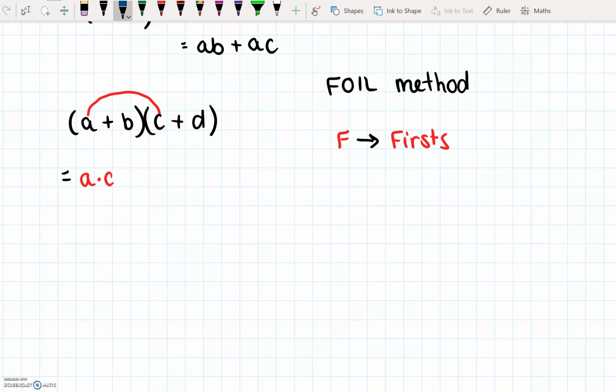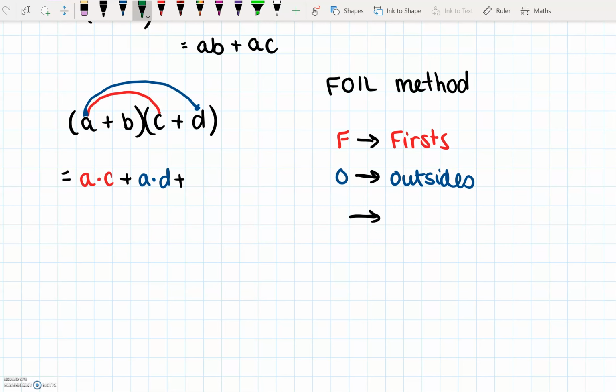O is for outsides. And what that means is the outside one from each bracket. So in the first one, we go for the one on the outside, and in the second one, we go for the one on the outside, and we're going to multiply those together. So we have plus a times d.